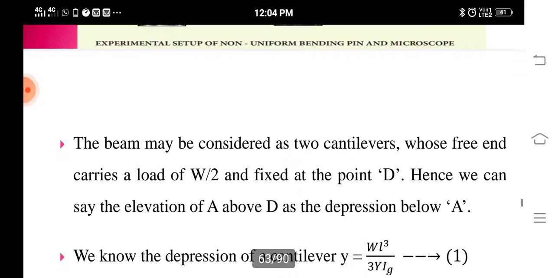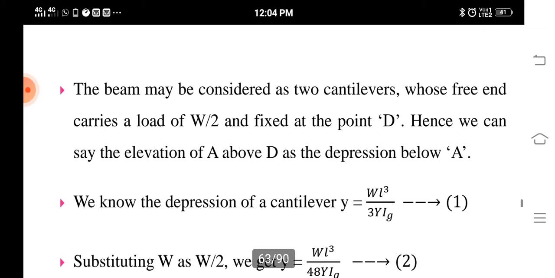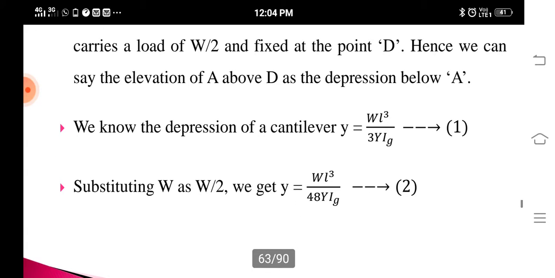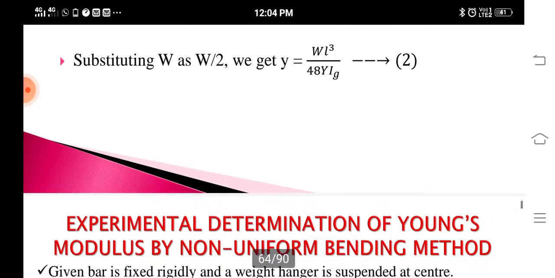The figure is shown. The beam may be considered as two cantilevers whose free end carries a load of W by 2 and fixed at the point D. Hence, we can say the elevation of A above D is the depression below A. That is, above A it is elevation and below D, below A it is depression. We know the depression of a cantilever is WL cube divided by 3 YIG. Substituting W as W by 2, we get WL cube divided by 48 YIG.